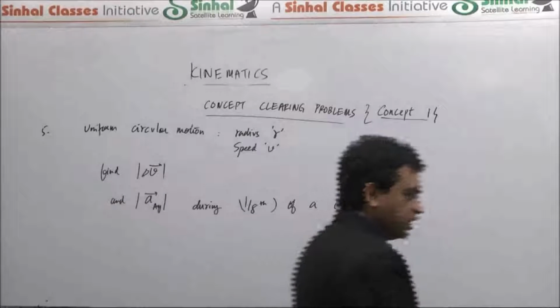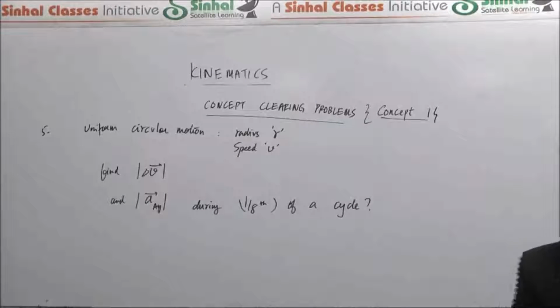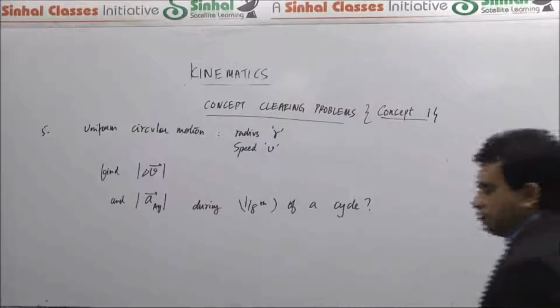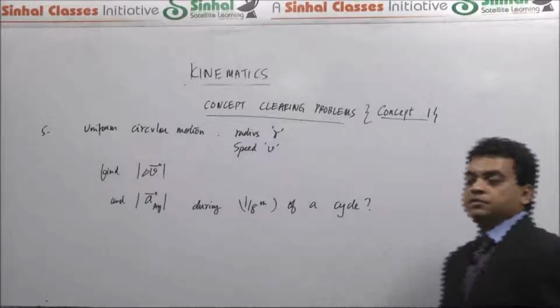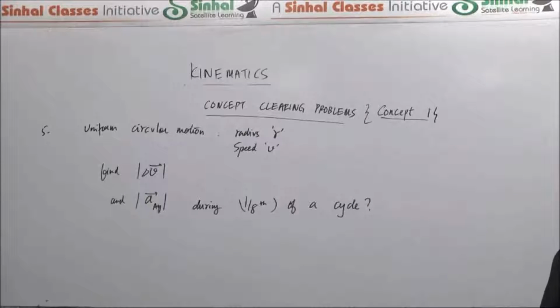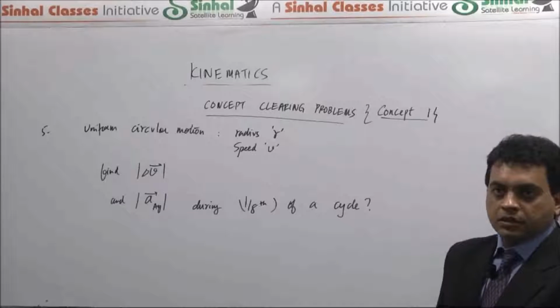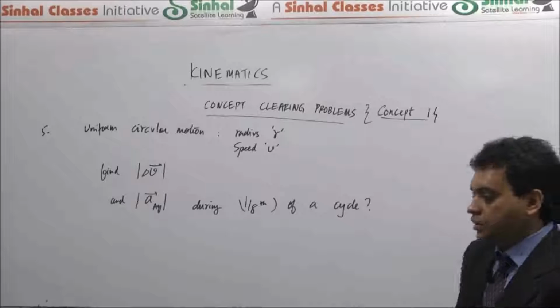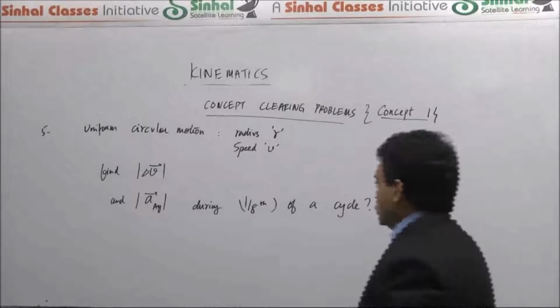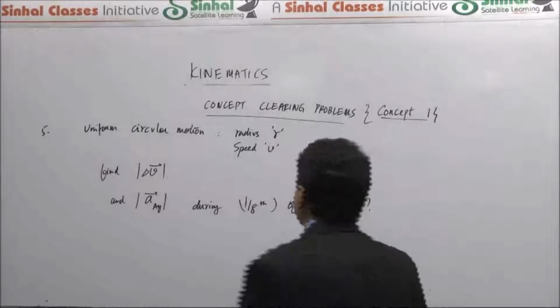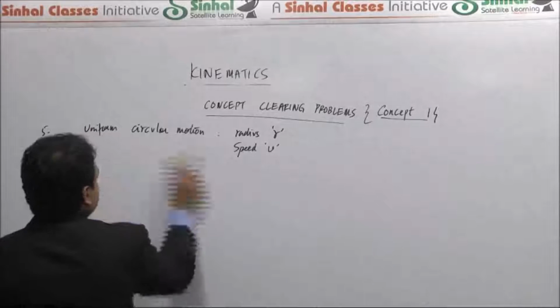It says that we have a particle in uniform circular motion with a given speed and radius, and we want to calculate the magnitude of the change in velocity and the magnitude of average acceleration during an interval of time when it has traversed 1/8 of a full circumference. Right. So let's understand the question geometrically.